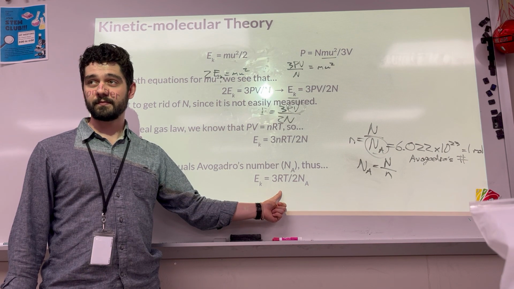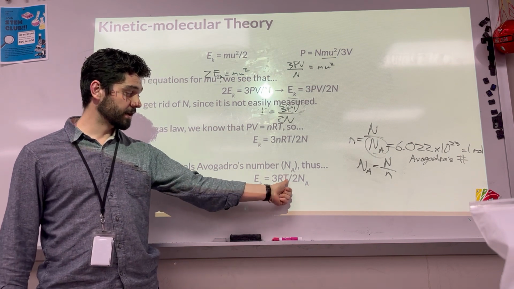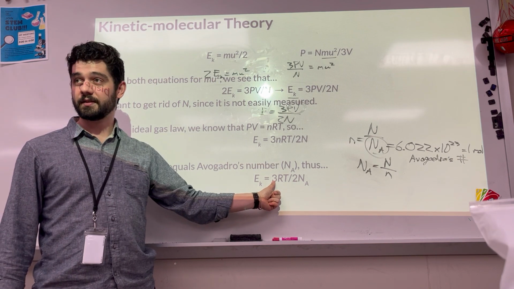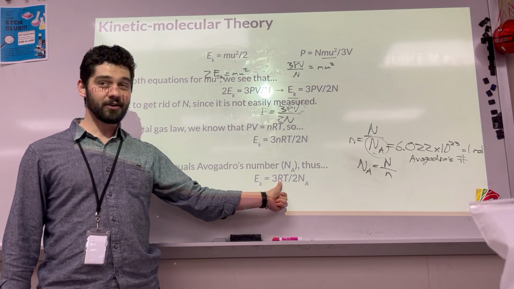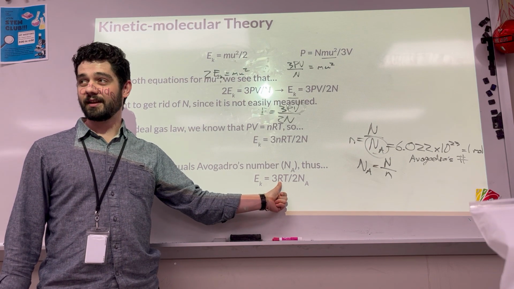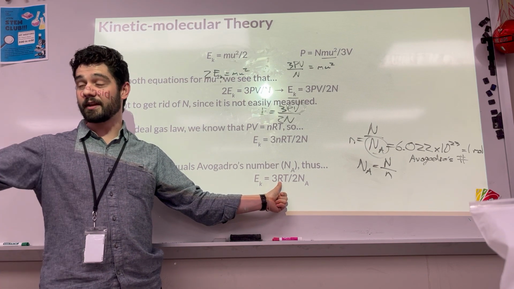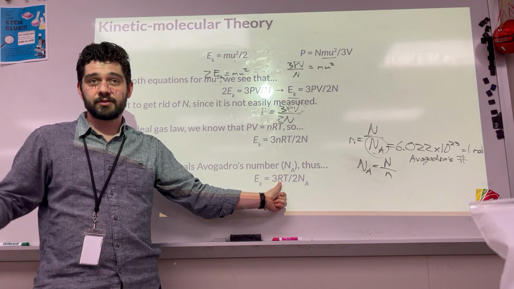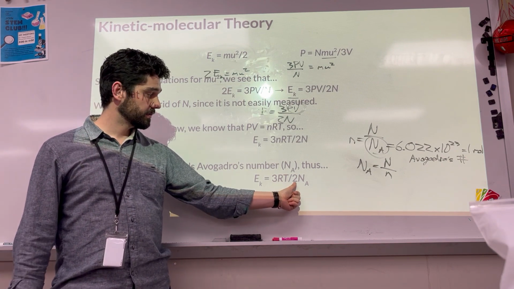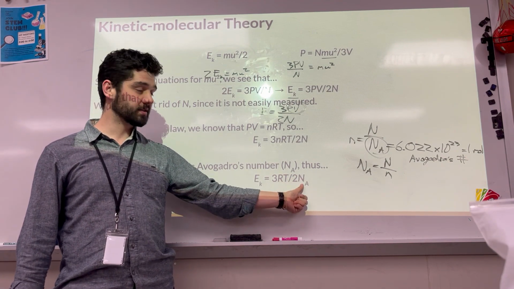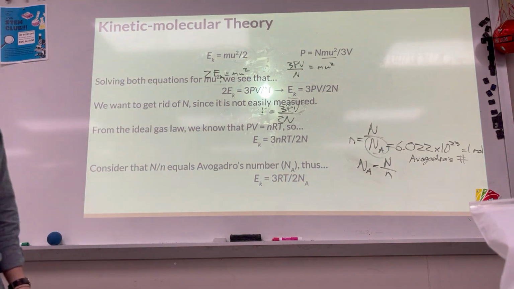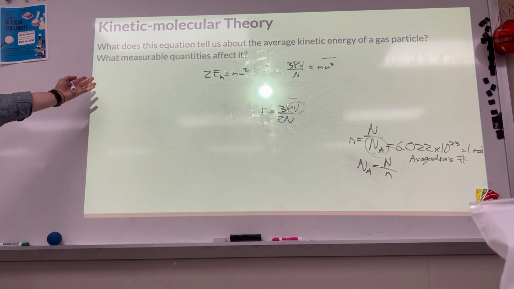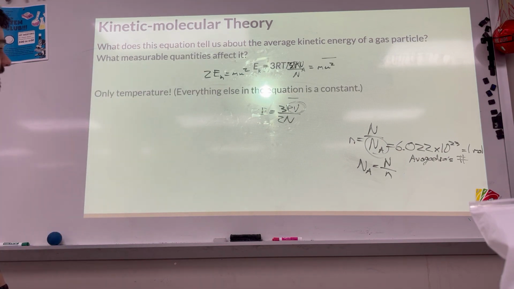It looks like a big mess, but it's actually not that many things. Temperature is the only thing that I can adjust. Is 3 something I can adjust? No, it's just a number. Is R something I can adjust? It's just a constant. And 2 is a constant. Avogadro's number is a constant. So, here's the takeaway: the only thing that affects kinetic energy is temperature.